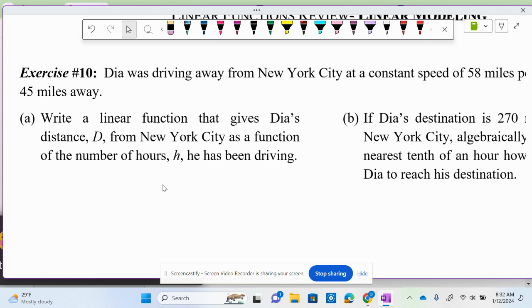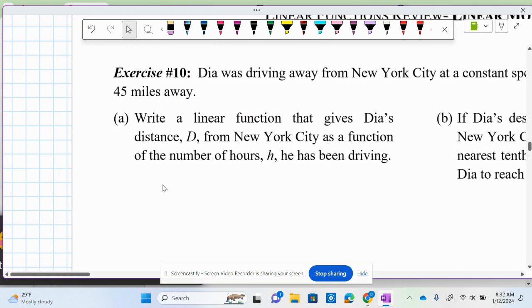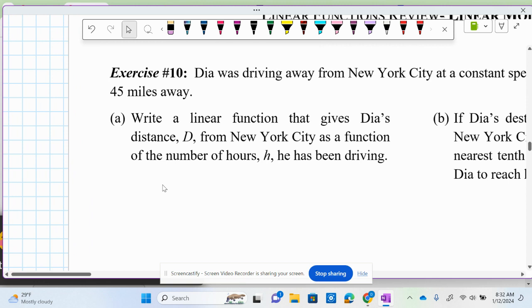So Dia was driving away from New York City at a constant speed of 58 miles per hour. He started 45 miles away. We need to write a linear function that gives Dia's distance from New York City as a function of the number of hours. So we're really going to write an equation that looks like this, y equals mx plus b.